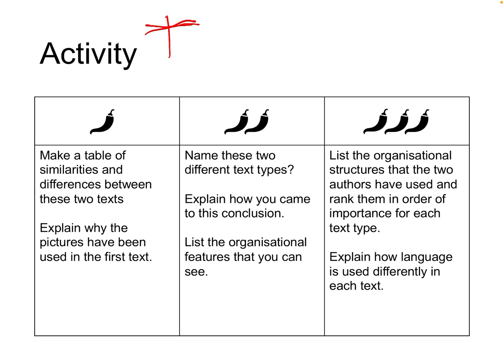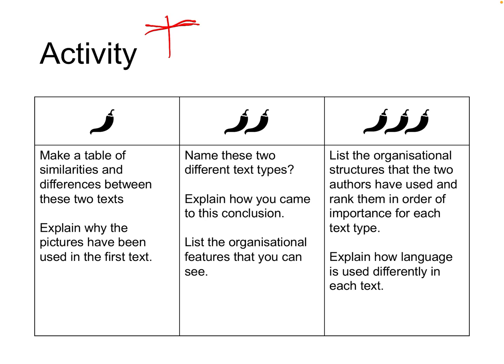And what I want you to do is list the organisational features that you can see. Now, I suggest you do that in a table with text 1 and 2, or the text type that you find. What organisational features do you see? And much like the one chilli, you might even go an extra step and say what's similar and what's different. Three chillies. List the organisational structures that the two authors have used and rank them in order of importance for each text type. So you'll go one extra step further and actually say this is the most important feature for this text type, because I'm ranking them, putting them in order of importance.